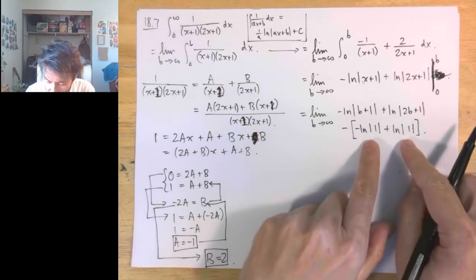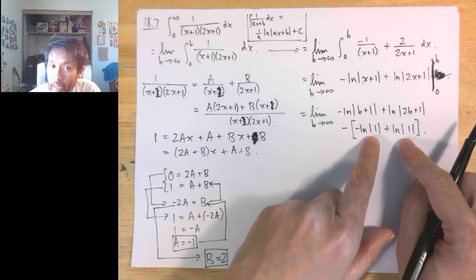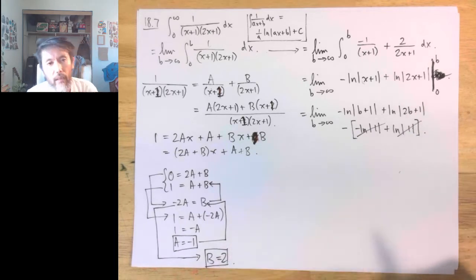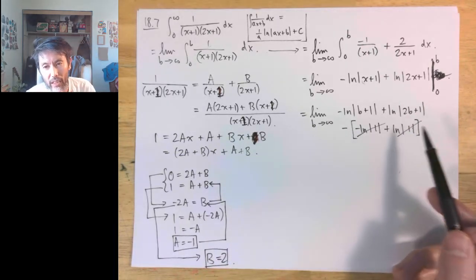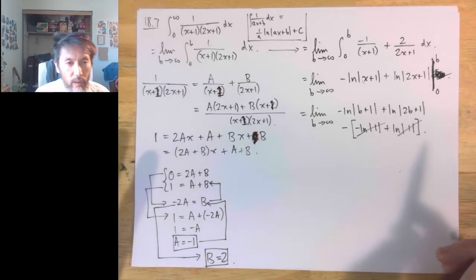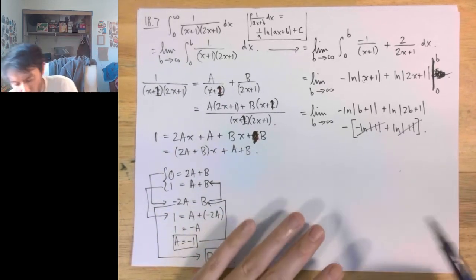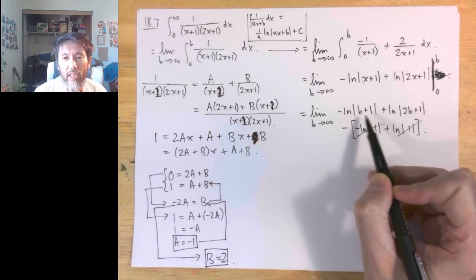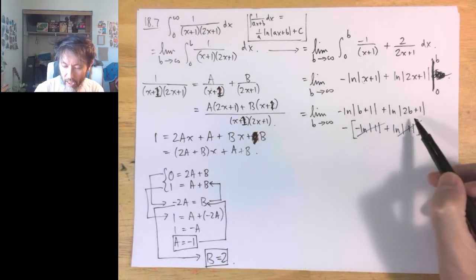Yeah, and you can see that it doesn't matter what they are. The natural log of 1, of course, is 0, so these terms here die. You can think of it like they kill each other, or you can use the fact that the natural log of 1 is 0, and it is. So what we're left with then is the limit as b goes to infinity of negative natural log of b plus 1 plus the natural log of 2b plus 1.